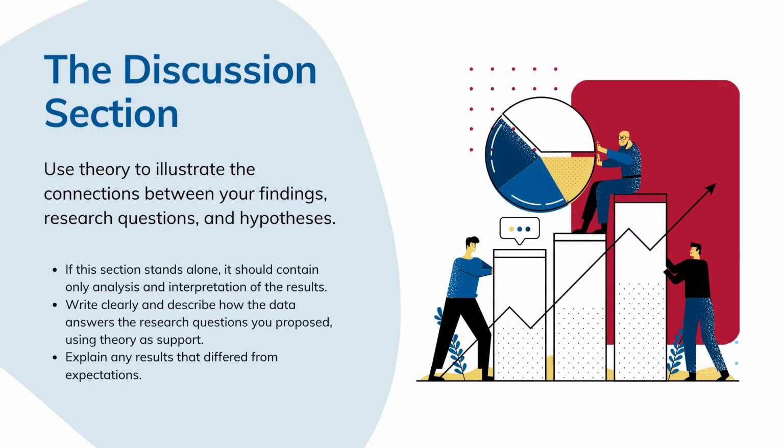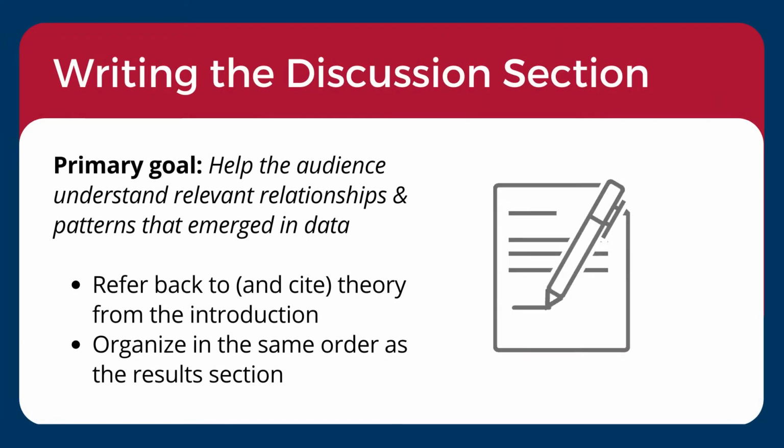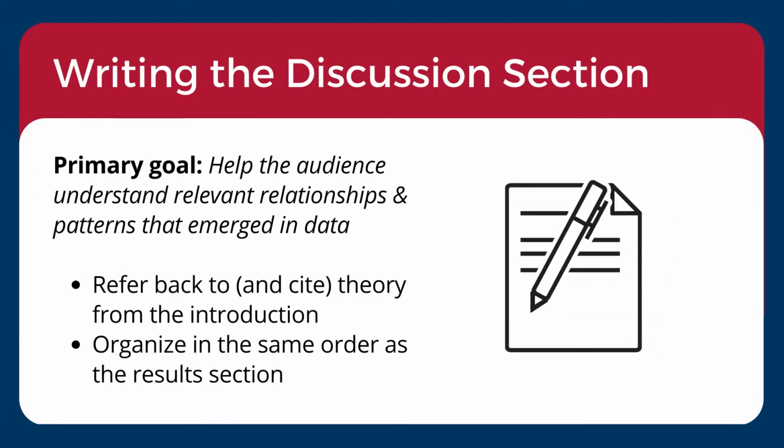The discussion section contains analysis and interpretation of the results of your experiment or study. This section should be very clearly written, highlighting the ways in which your results address your research questions and providing an explanation of any results that deviated from your initial expectations. The primary goal of this section is to help the audience understand the relevant relationships and patterns that emerged in your data through a guided interpretation.